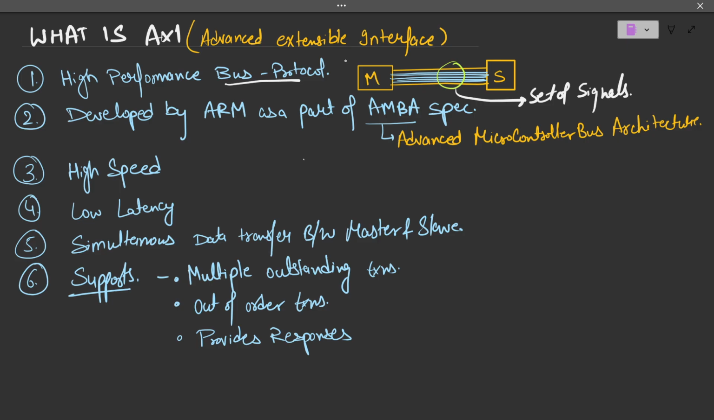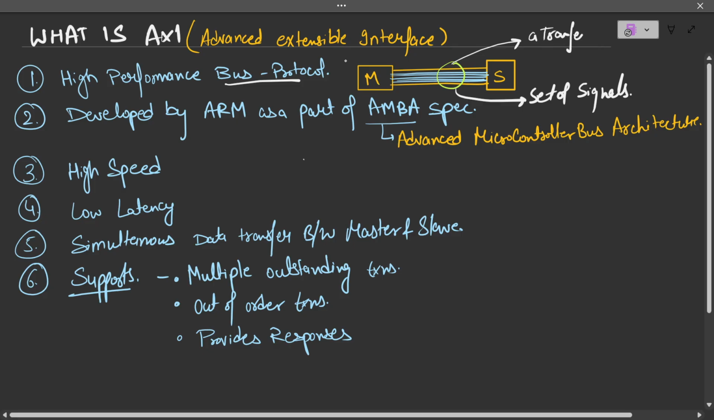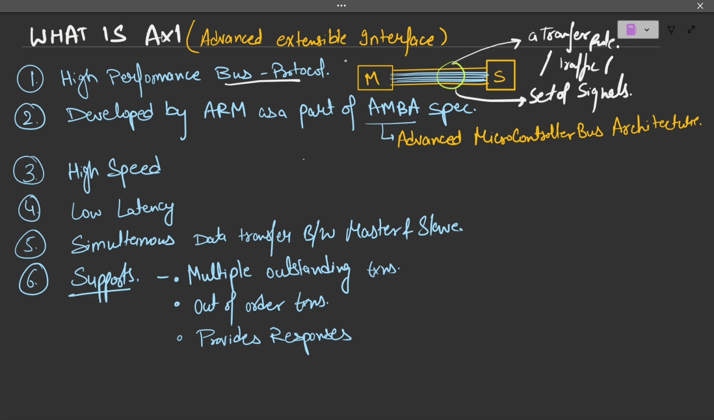This set of signals works together following a transfer rule, or we can simply say traffic rule. The data itself is the traffic, and these signals combined work to make a transfer happen following some traffic rules. So when a lot of signals are combined, then we say this is a bus protocol.